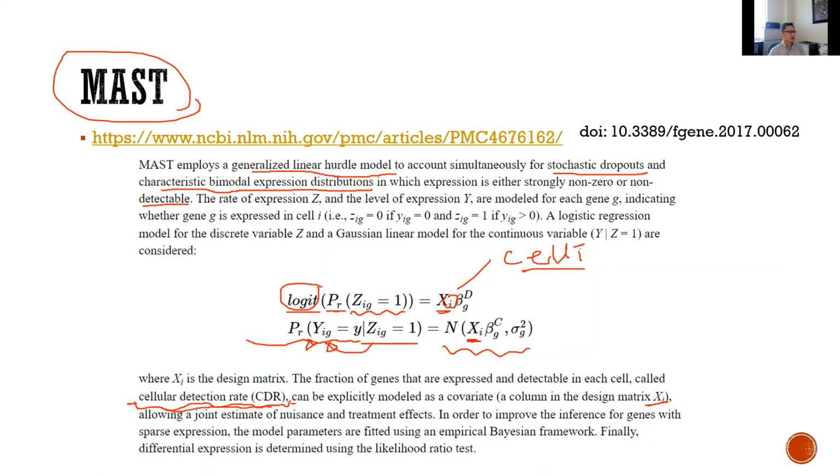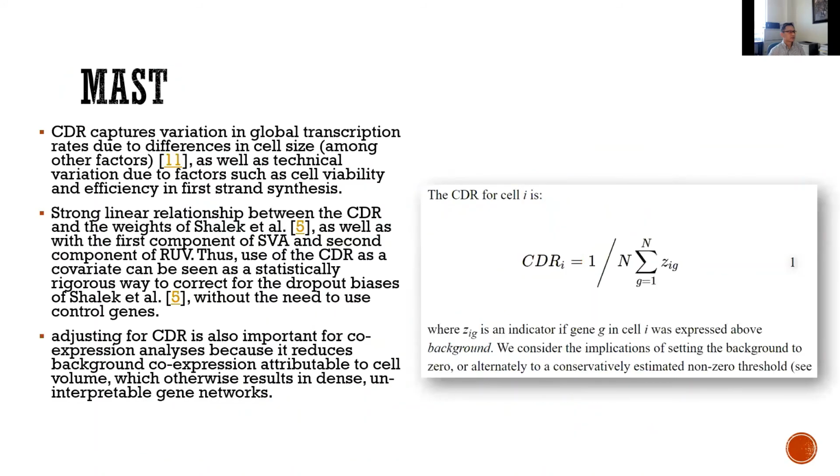Then we will look at what is in the CDR, the cellular detection rate. This Z, the cellular detection rate, is for each cell. So for each cell i, there's a cellular detection rate. It's the summary of all the non-zero expression across all genes from gene 1 to n, times 1 over n. So this is a rate for detection.